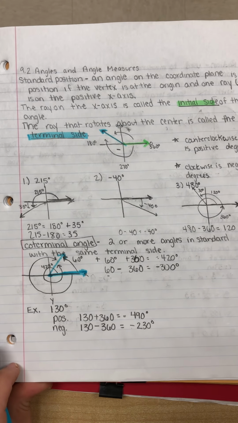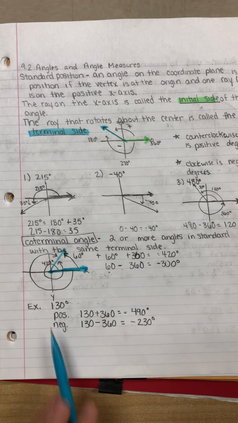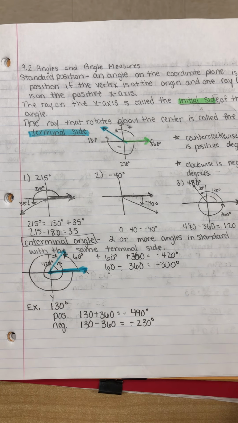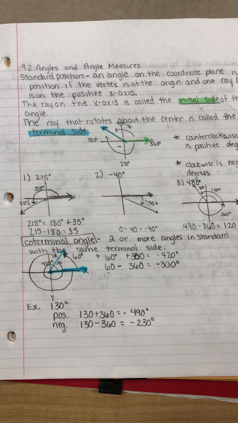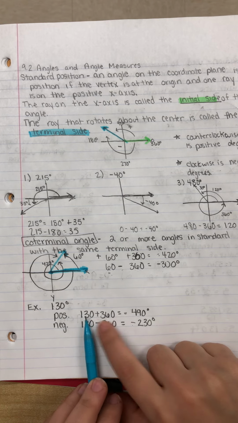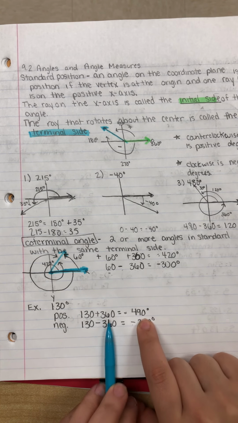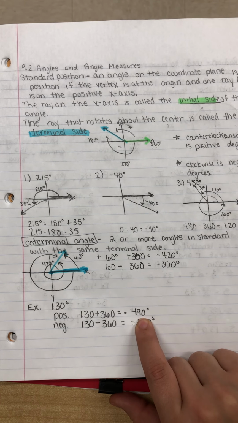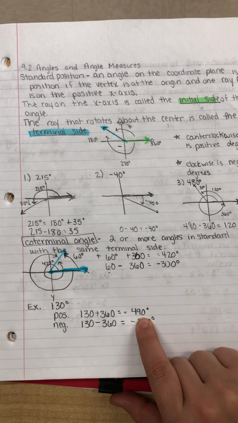I'll do another one with you. So 130 degrees is our starting point. No picture whatsoever. We need coterminal answers, a positive one and a negative one. So let's just do some math. 130 plus 360. If I add those together, do I still get a positive answer of 490? Yes, ma'am, I do.